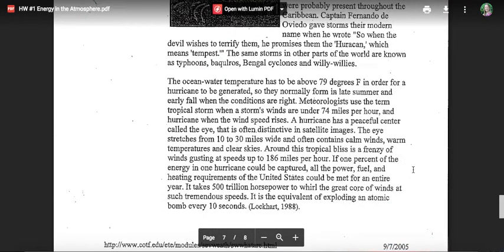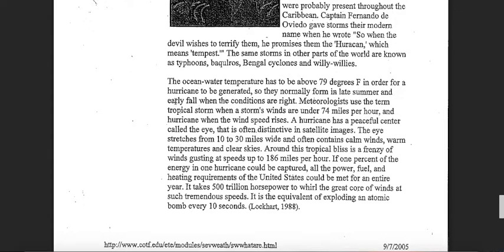The same storms in other parts of the world are known as typhoons, bakulros, Bengal cyclones, and willy willies, which is my personal favorite. The ocean water temperature has to be above 79 degrees Fahrenheit in order for a hurricane to be generated. So they normally form in late summer and early fall when the conditions are right. So in class we talked about the hurricane season, and I said it's from August to about November. Well, August to November in the northern hemisphere, right? But you have to think about when summer and fall would be in the southern hemisphere because they can experience these types of storms as well.